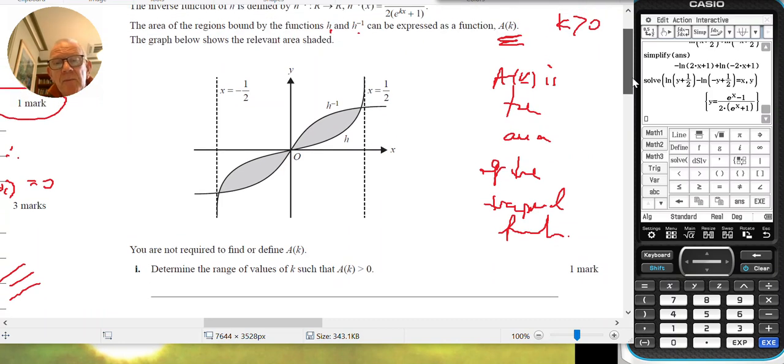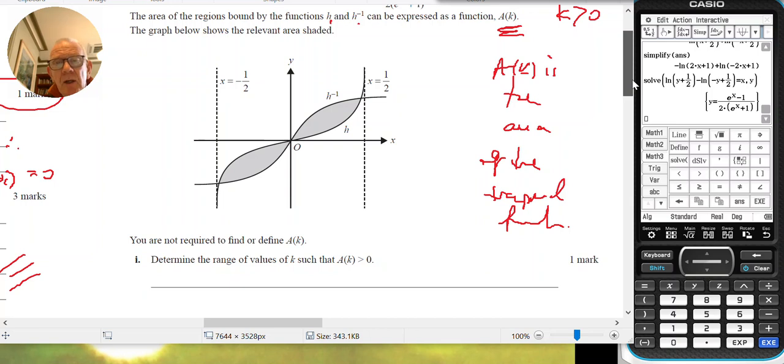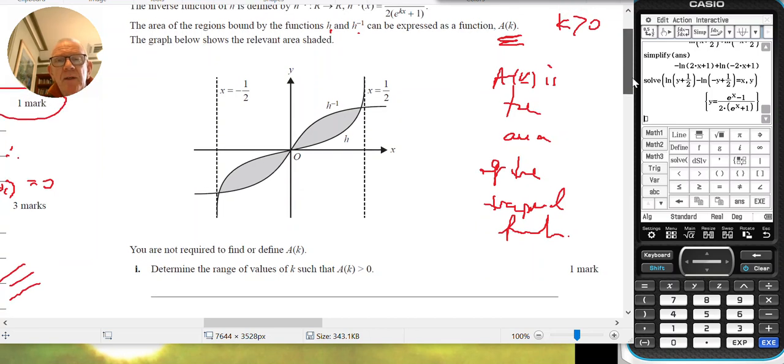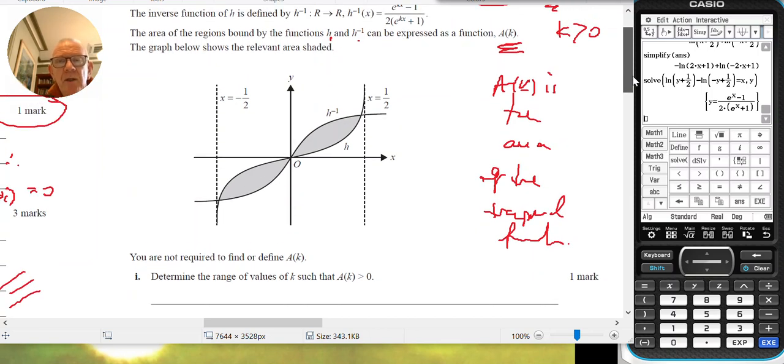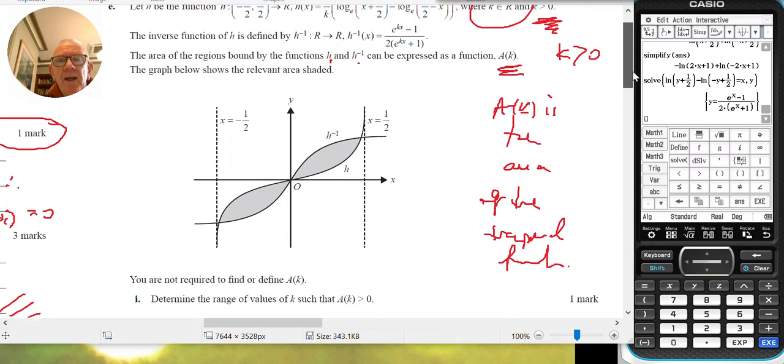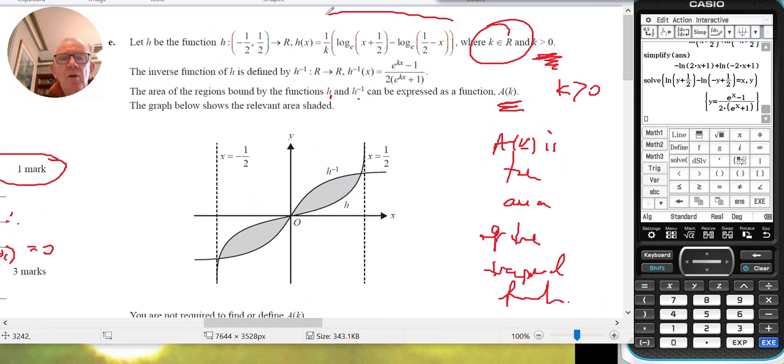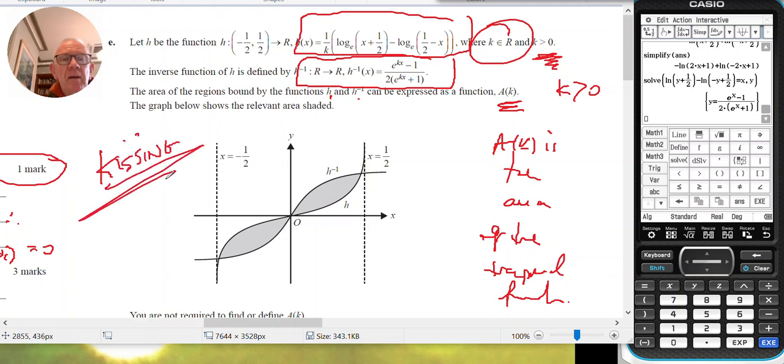So there must be some point where the areas don't overlap. So I need to find the value of k where the areas don't overlap. So we have our original, which is a logarithm, and we have our inverse, which is an exponential. So this is a kissing function. So it's going to be a kissing function.